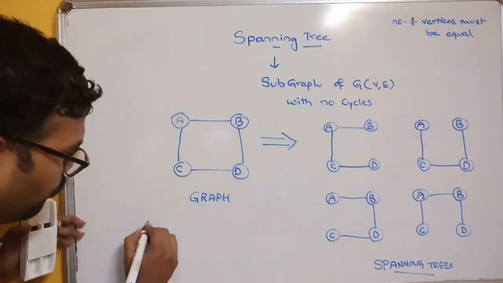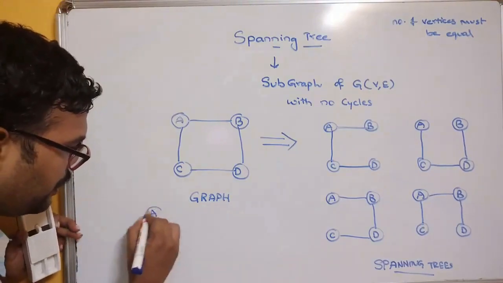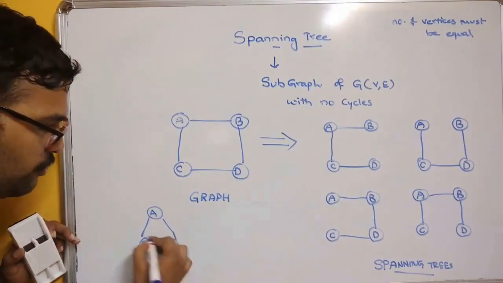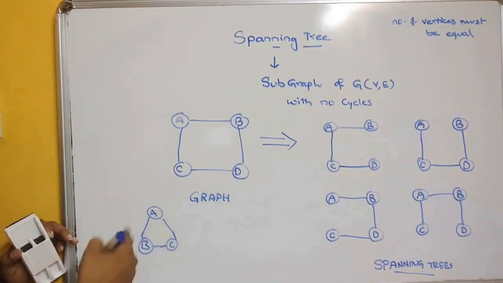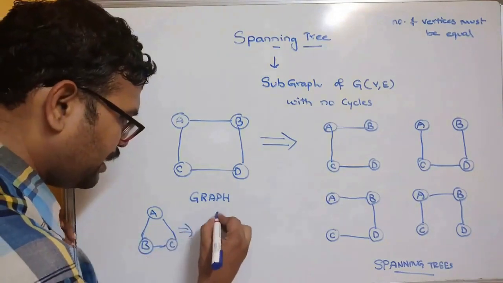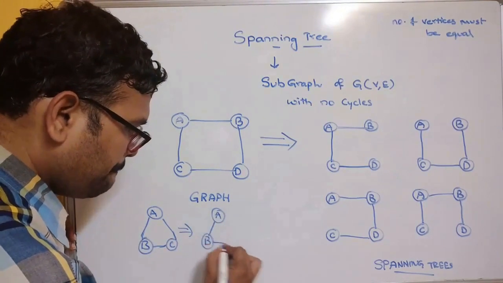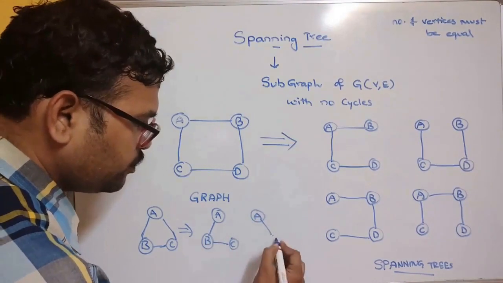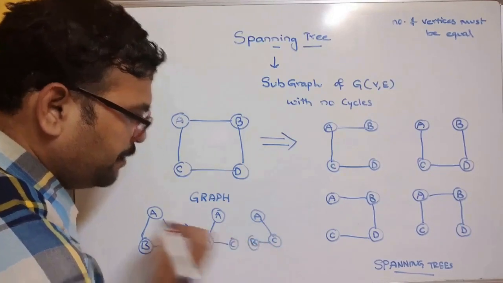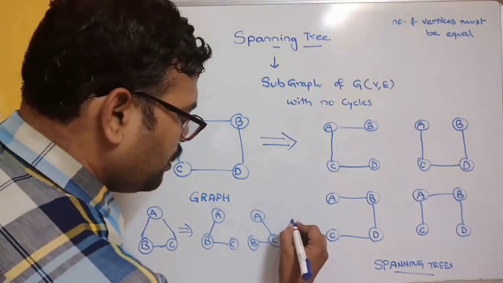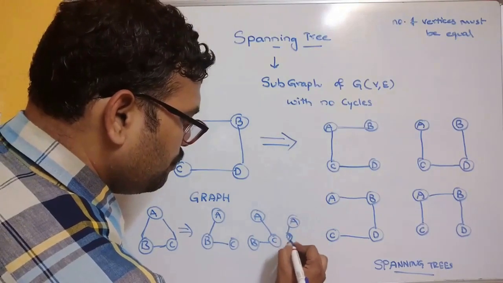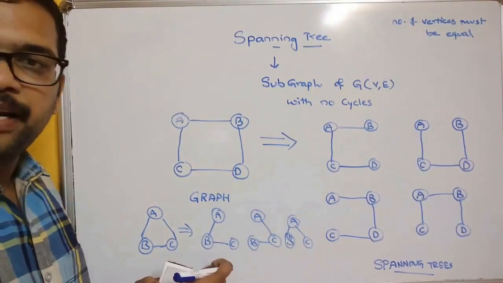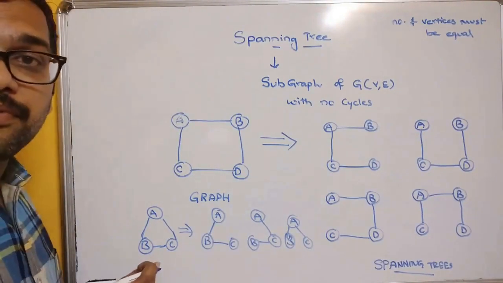And if you consider one more example, like a triangle shape, so this is a graph. We are having 3 vertices and 3 edges, so it's a graph. This can be constructed as A to B, B to C; A to B, sorry, A to C, C to B, right? And A to B and C. So these are all the different possibilities of spanning trees that can be constructed from this particular graph, right?